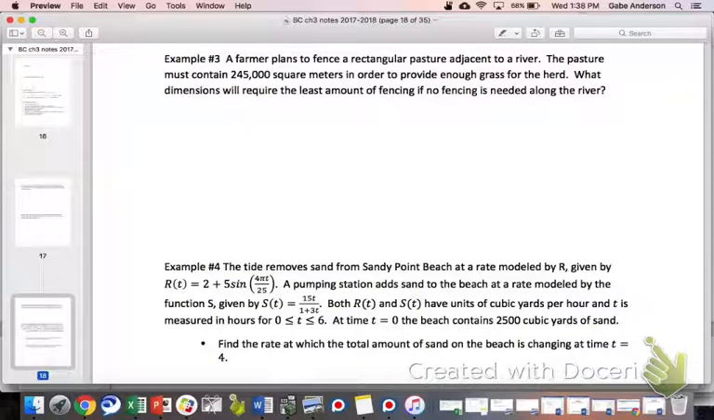I remember this one from last year. We did one sort of like this one. You didn't like it? No, it's hard. We can do all kinds of things with fencing and rivers and walls and animals and things like that. So drawing a picture is definitely a good place to start.